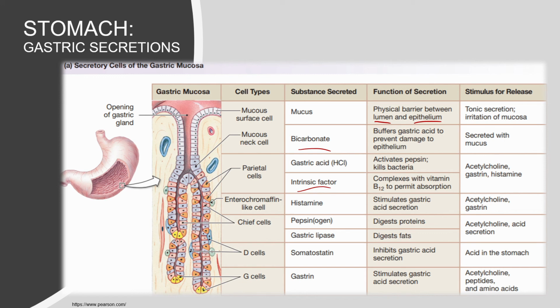We've got gastric lipase, which digests fats, and gastrin, which again stimulates gastric acid secretion, as well as having a small minor role in the emptying of the stomach, as we've talked about before.